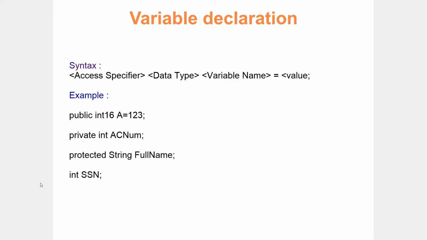If you don't specify any scope of your data member, by default it will be considered as private. So the default access specifier in C# is private. Any questions, guys, so far?